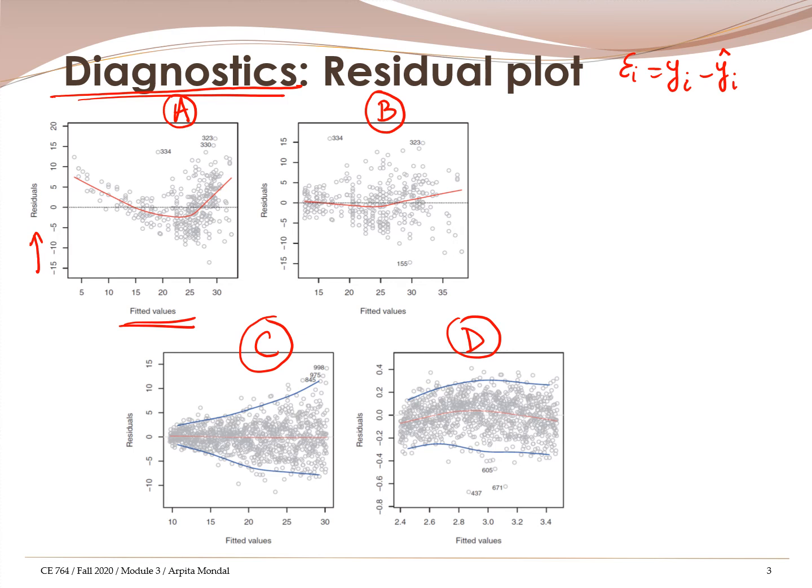But out of C and D, for which one is the linear regression a good model? In our assessment, D is the answer, because in C you see that the residuals show some kind of a conical shape. So the spread of data, the residuals here, is much less as compared to here.